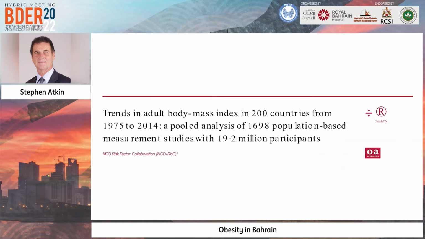So we'll look at a study that looked at the trends in body mass index in 200 countries from 1975 to 2014. And this was an analysis of 1,698 population-based studies involving 19.2 million participants.